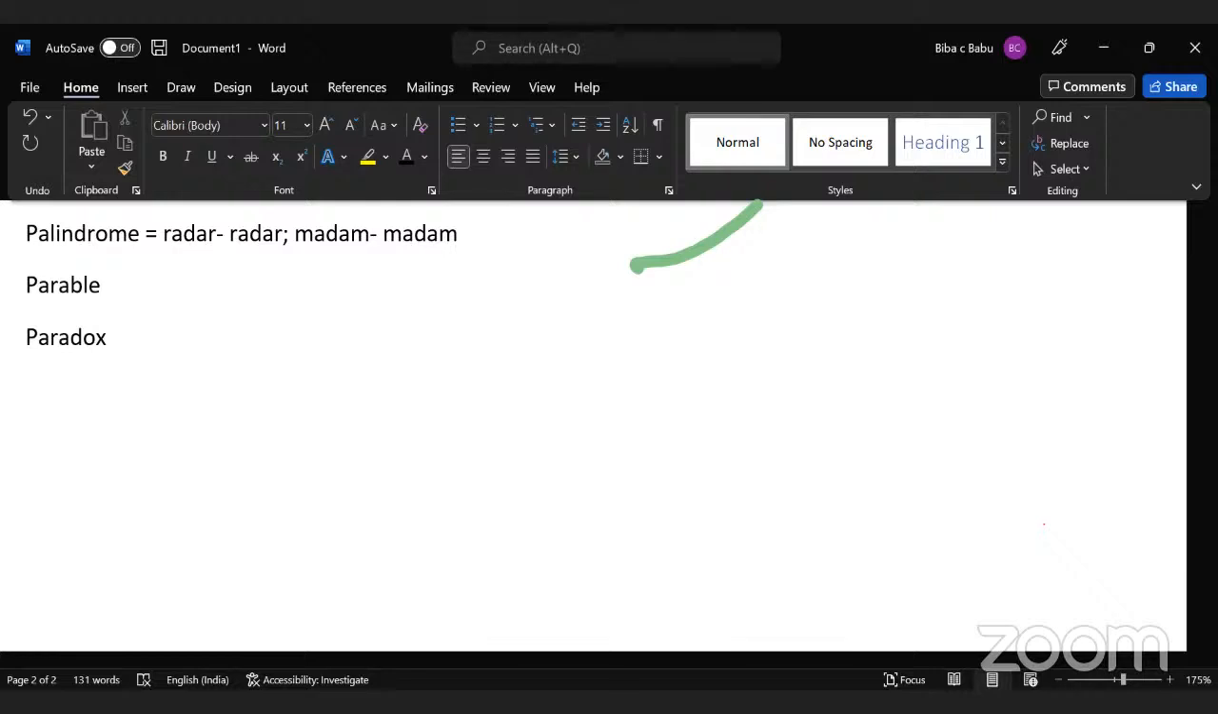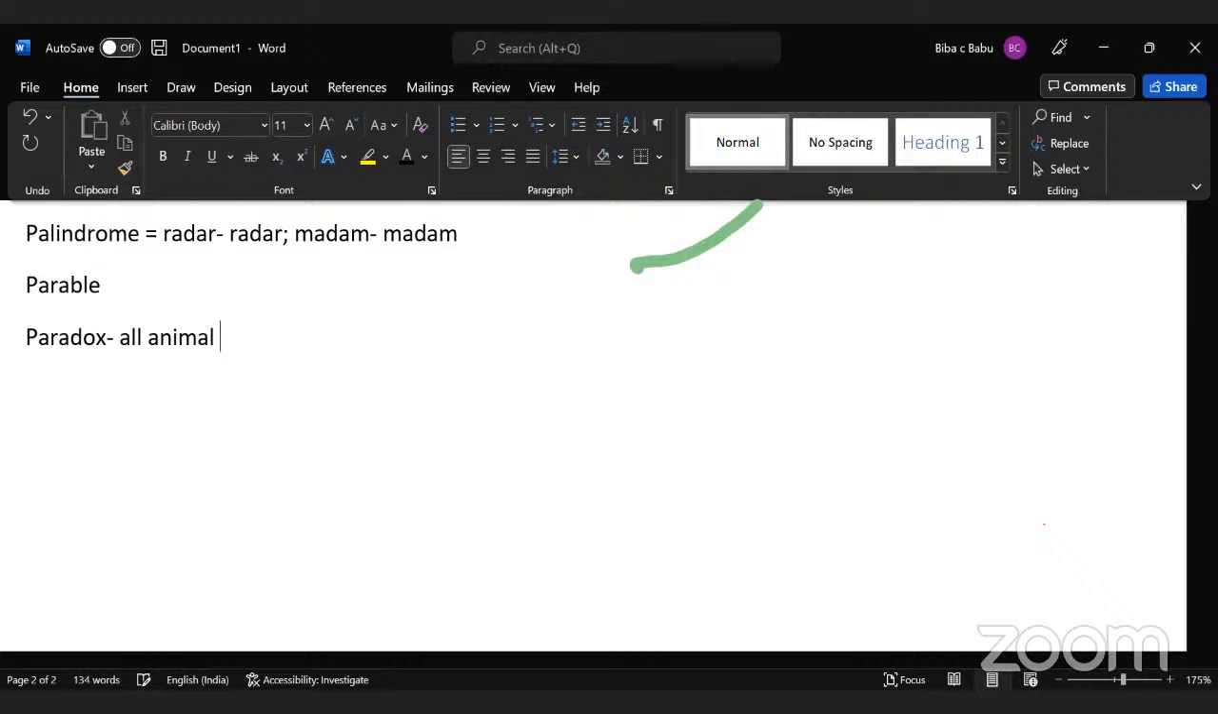Next is paradox. A paradox is a self-contradictory statement. For example, there is this famous line from George Orwell's Animal Farm.